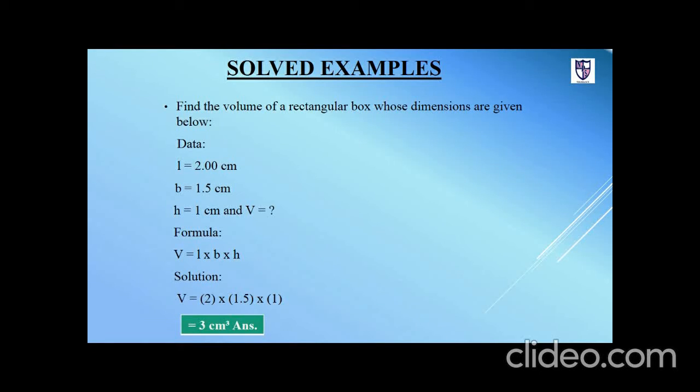centimeter cube. Look at the given dimensions L, B and H. All of these are given in centimeter. When we multiply centimeter 3 times, it becomes centimeter cube.